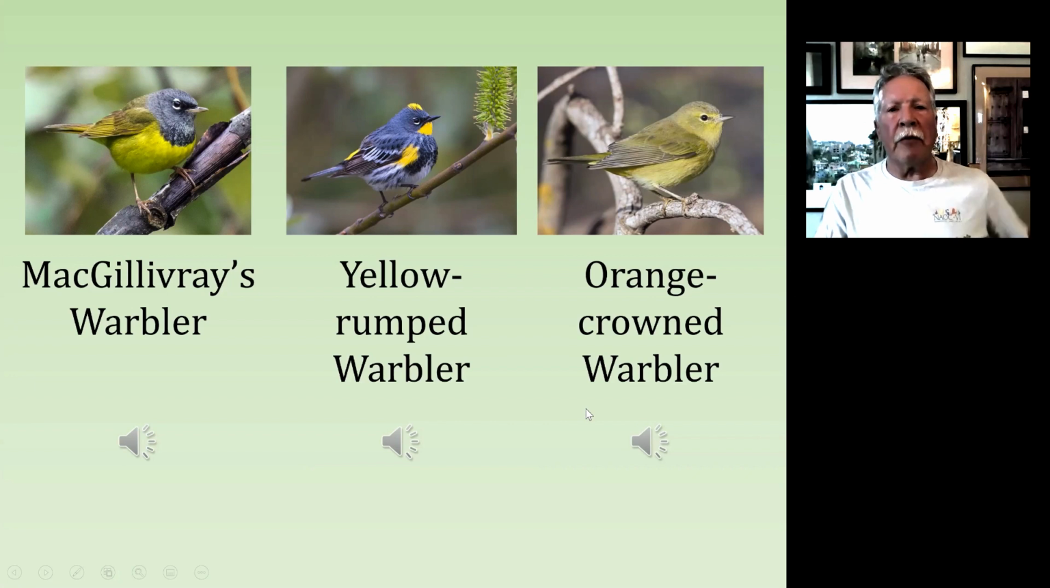The McGillivray's, you could count the notes. Orange-crowned warblers have much faster phrases, but again, typically two phrases and a kind of weak song, but much faster than yellow-rumped warbler.